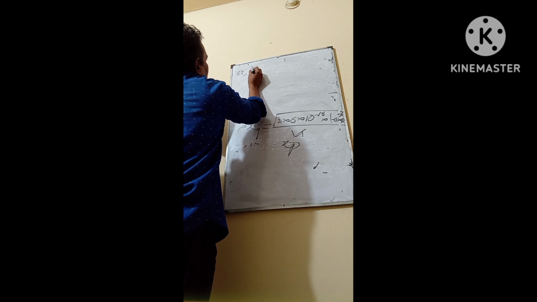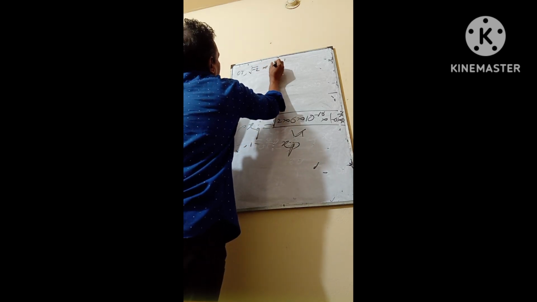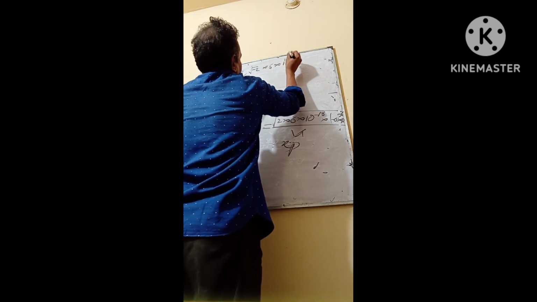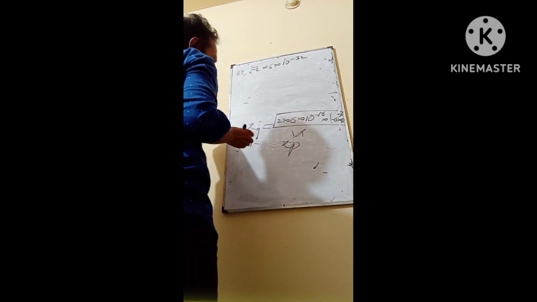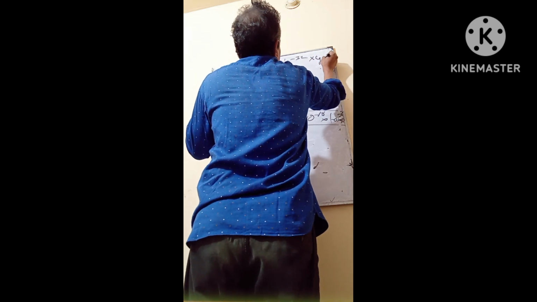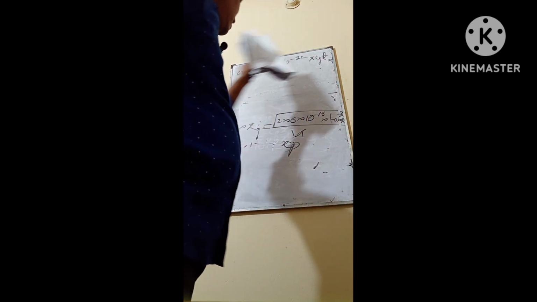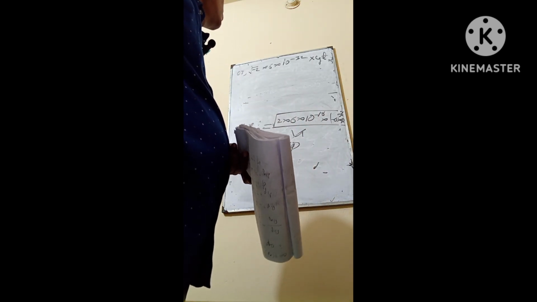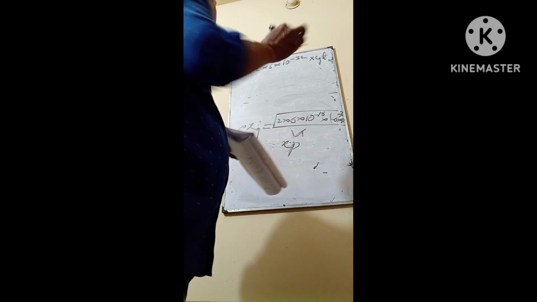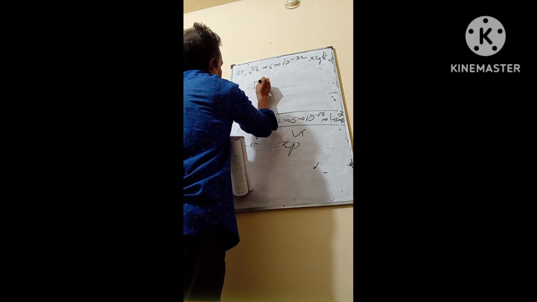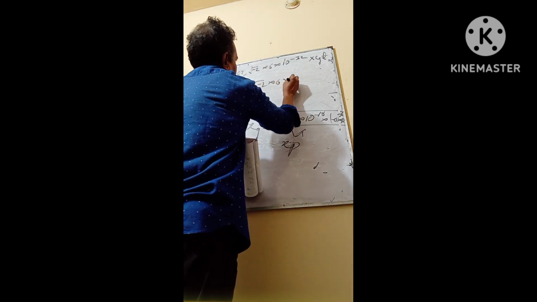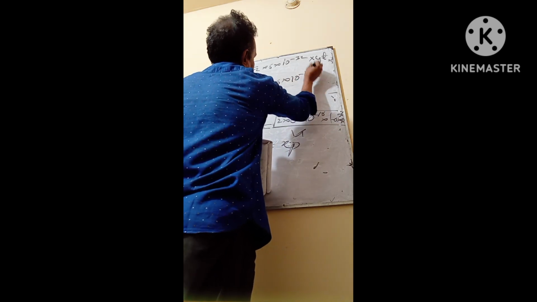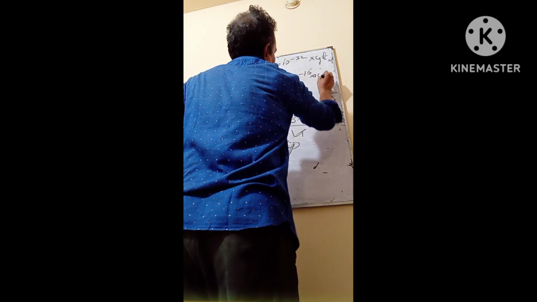Minus 2.6 into 10 to the minus 32. Now x is equal to Cg into T. This Cg is the velocity of gravity, which I have to calculate, and minus 2.6 into 10 to the minus 16 into Cp into T.